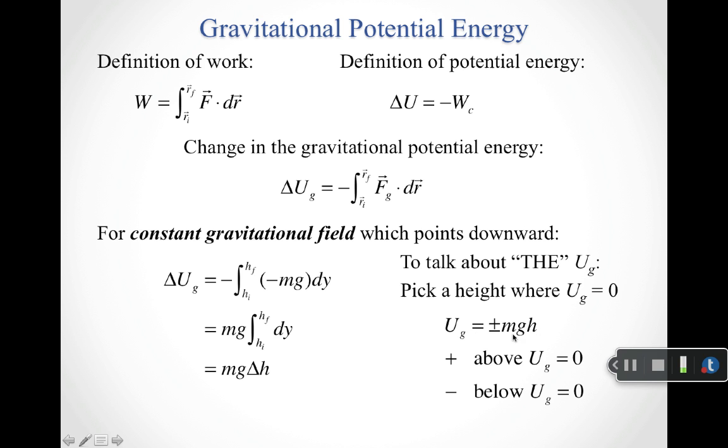So mass is always positive. g is the magnitude of the gravitational acceleration, so that's positive 9.8 meters per second squared. And then h is defined to be the distance above or below your zero point. These three things are all positive, which means whether our potential energy is positive or negative comes down to what sign we pick. We're going to pick the positive sign if we're above the zero point, and the negative sign if we're below the zero point.